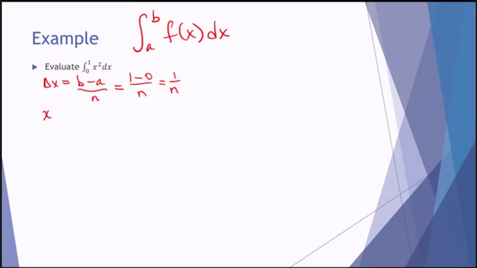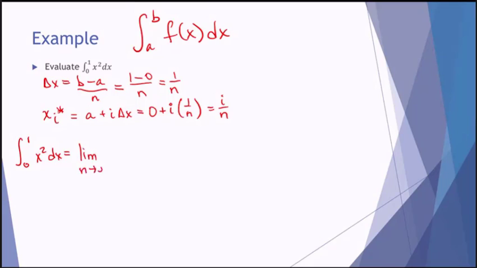The way we are going to find each one of these x sub i stars, here comes that formula, a plus i delta x. Here we have to use the formula. A is still 0. I represents all of them, so we leave that as i, and then times delta x, which is 1/n. So this simplifies to i divided by n. Those are the two calculations I make to start, and then we say the integral from 0 to 1 of x squared dx is found by taking the limit as n approaches infinity.